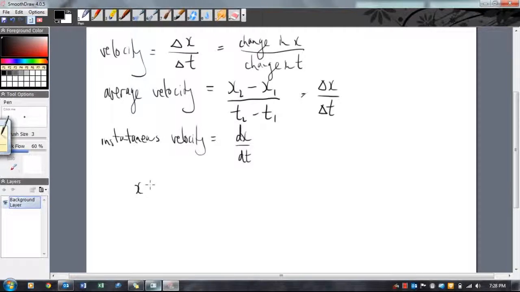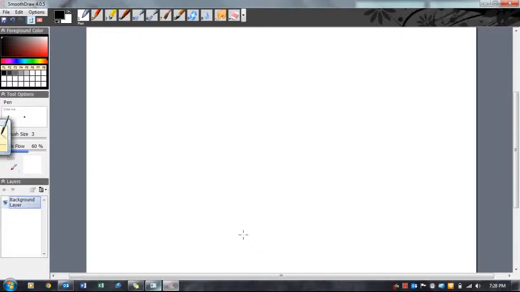If we know some function x as a function of time, then all we need to do to find the velocity, that's equal to dx/dt. We just need to take the derivative of x to find the velocity function. And that's very, very important. So that's velocity. Let's have a look at the next step in the chain, and that is acceleration.